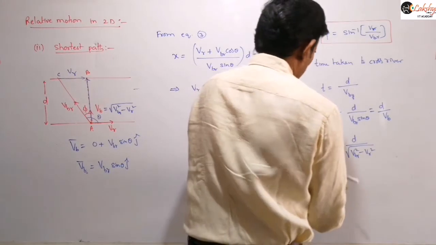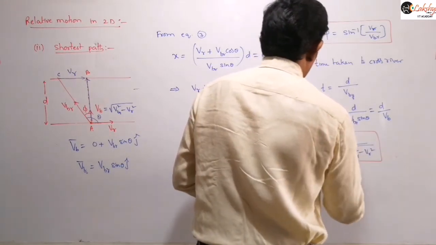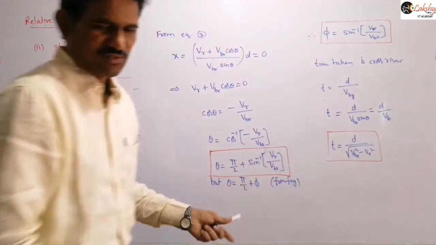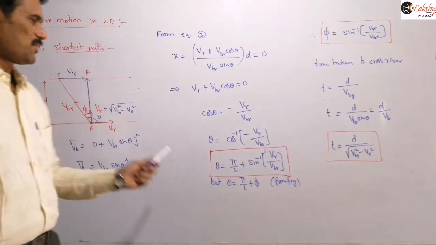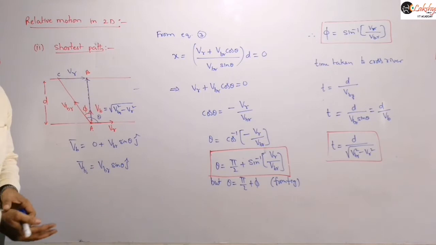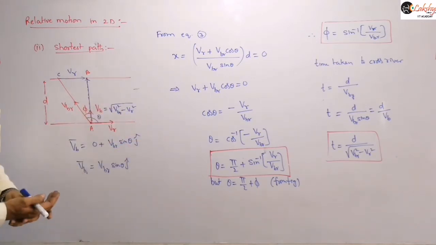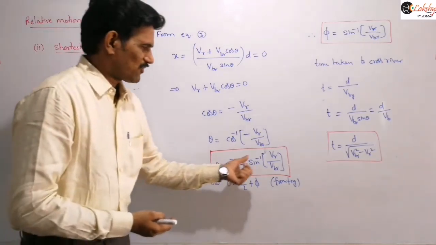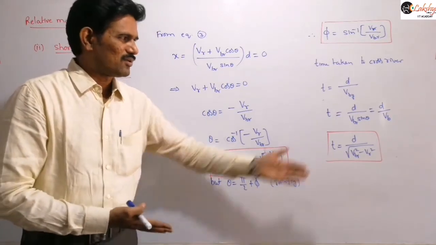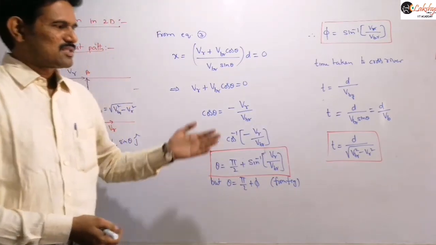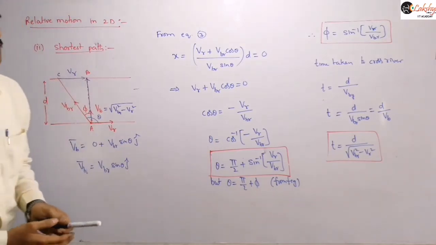Even if you apply this sin theta calculation and substitute the sin theta value from this, you will get the same expression. I am just applying the Pythagoras theorem. You may find the sin theta value from this, cos theta is this one, and substitute that sin theta value there. Still you will get that expression only. So that is the expression for this.